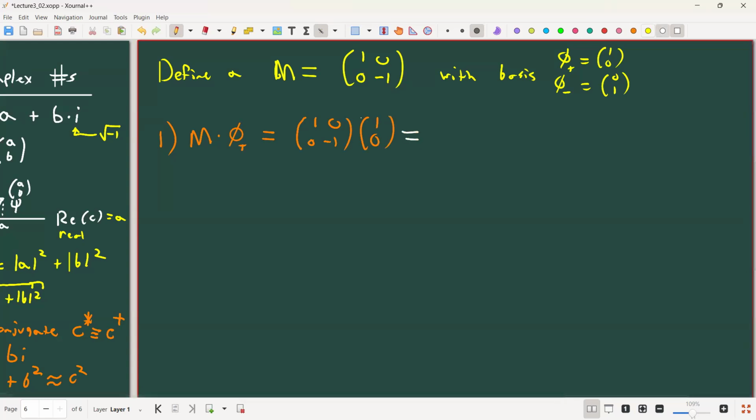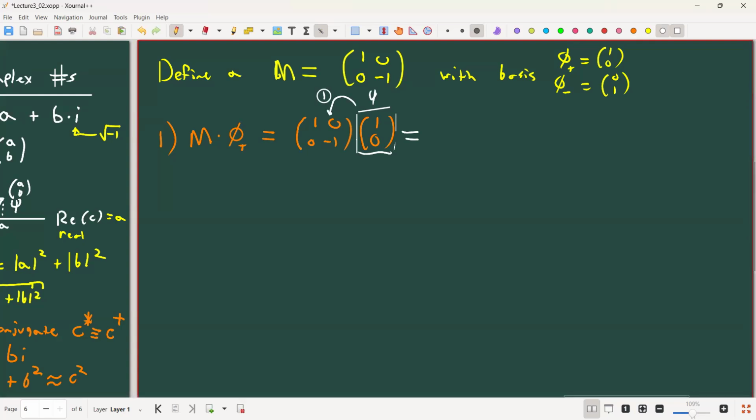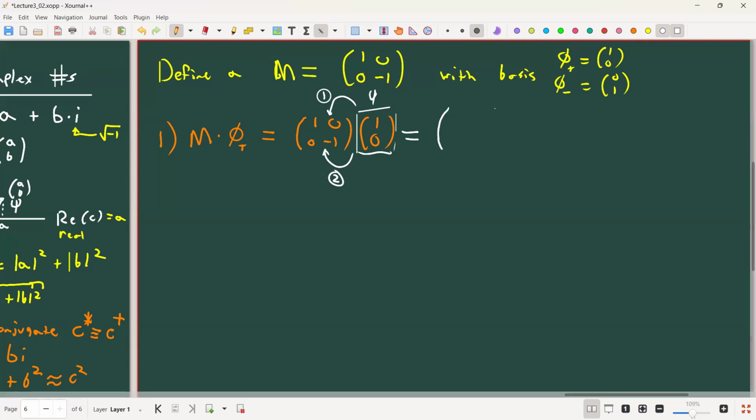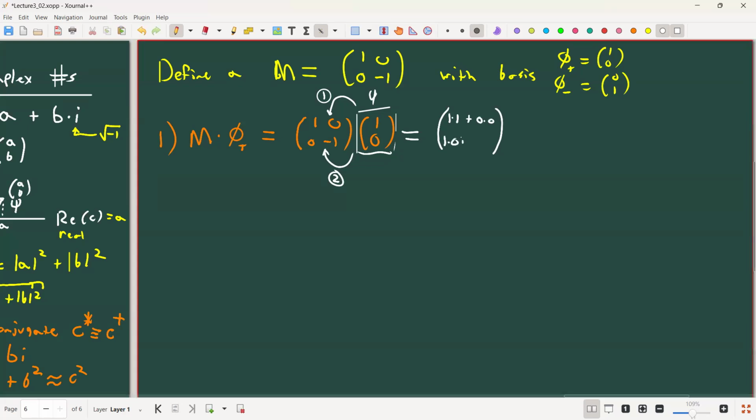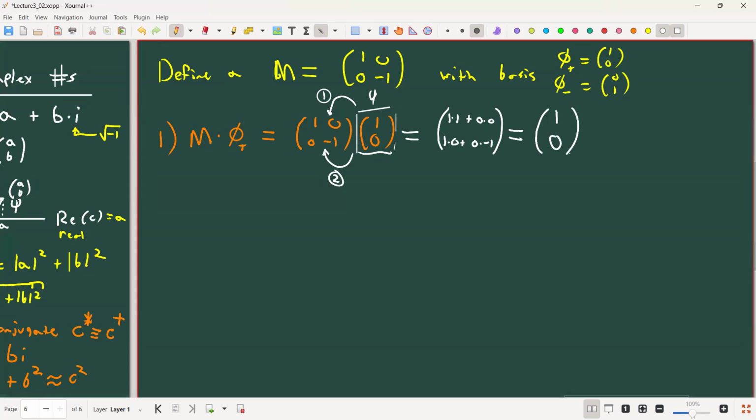Okay, remember that we take our input vector, psi, and we dot it with the first row, and then dot it with the second row to get the first and second components. So the first dot is going to be 1 times 1 plus 0 times 0. And the second one is 1 times 0 plus 0 times -1. Well, that's really easy, right? It's about the easiest math you'll ever do. And of course, this gives me 1, 0.